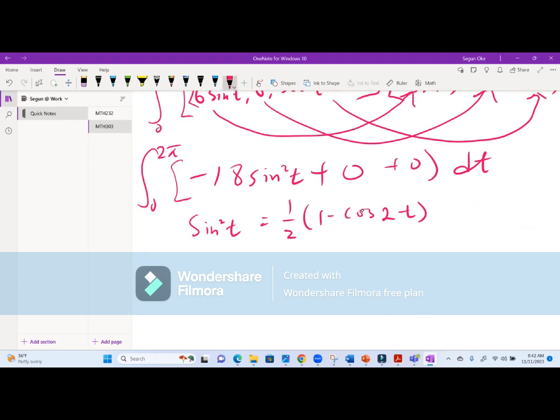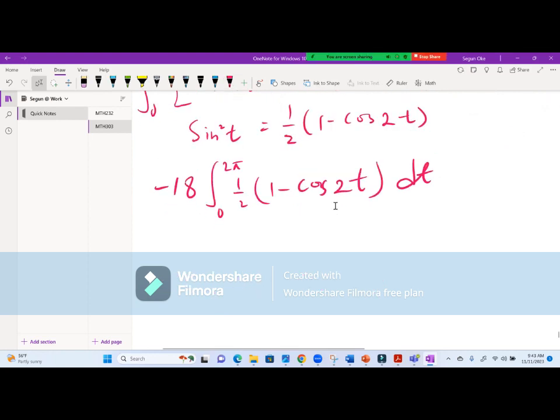Here I have minus 18, I can take it out, from 0 to pi. Then what do I have here? Remember the definition already is this, so I can put my definition in: 1 minus cos 2t dt.